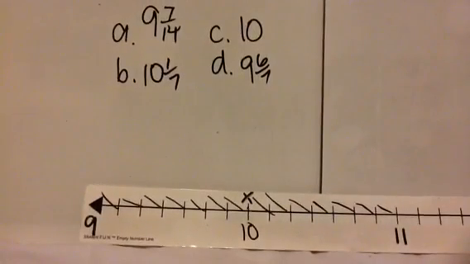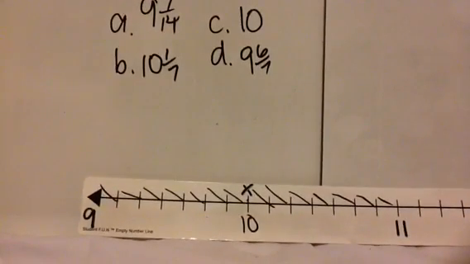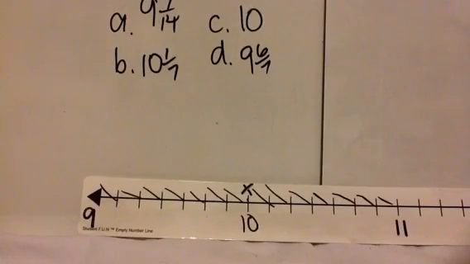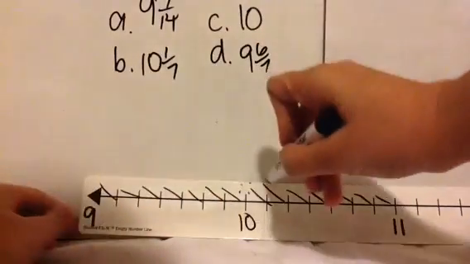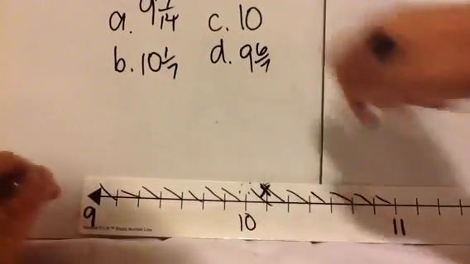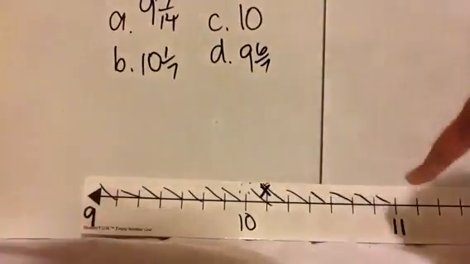Sorry, technical difficulties. So actually, X is best represented by the letter C, which is the answer is 10. Now, just wanted to talk to you, what if X was over here? You would still have to do this center strategy because it goes from 9 to 11 and they left the middle part blank. So you'd have to find 10 regardless.